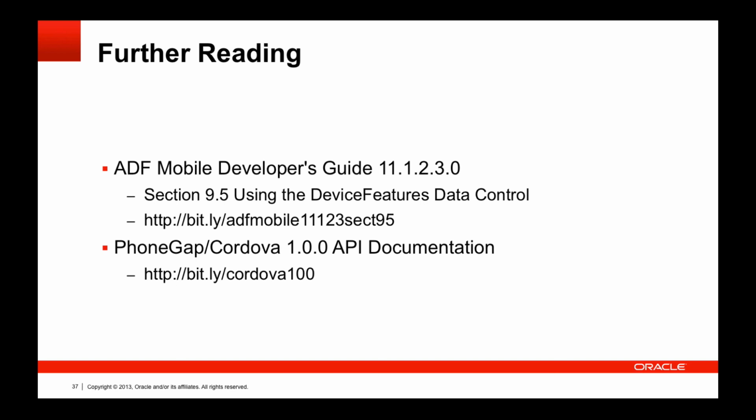For your reference, there's more information available about accessing the device features in ADF Mobile via the ADF Mobile Developer Guide 11.1230 in section 9.5. Follow the bit.ly link here. And as I recommended, it's well worth having a look at the PhoneGap and Apache Cordova API documentation for calling these services, because under the covers this is what ADF Mobile actually calls, and the PhoneGap documentation has all sorts of little nuances, particularly about the differences between devices and what features work and what features don't work. So this is a really good source of information.